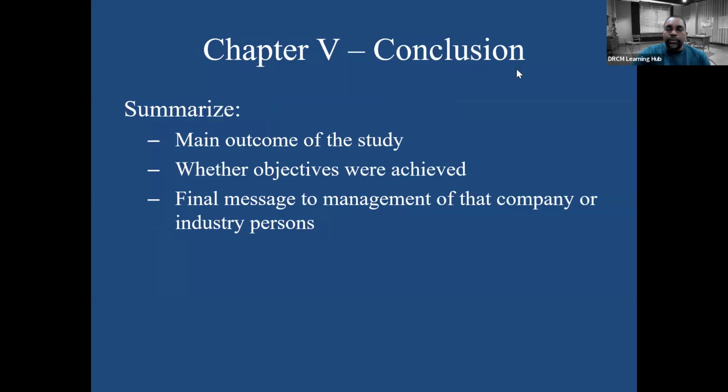Now we come to the conclusion. What we will give in the conclusion is the total summary of your project, the main outcome of this study. What is the entire topic you have taken, and what outcome you got, that you have to mention. Then, whether objectives were achieved or not. I am finding the answers for my objectives, whatever objectives I kept for my study, that they are achieved. That you have to mention.